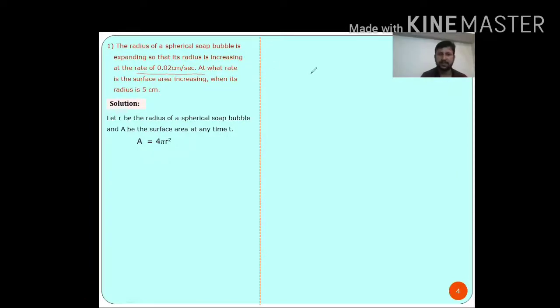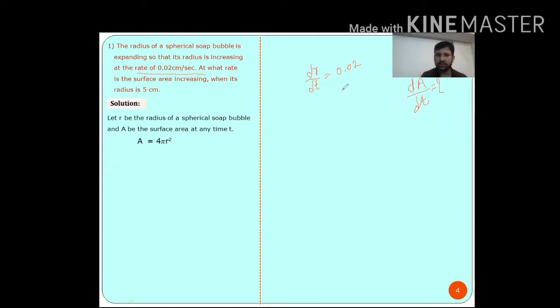0.02 centimeter per second. So we can write the value for dr by dt, the rate of change of radius with respect to time t, is 0.02 centimeter per second. The target is to find the rate of change of surface area, that is to calculate dA by dt, the rate of change of area. One more condition is provided: when its radius r is equal to 5 centimeter.